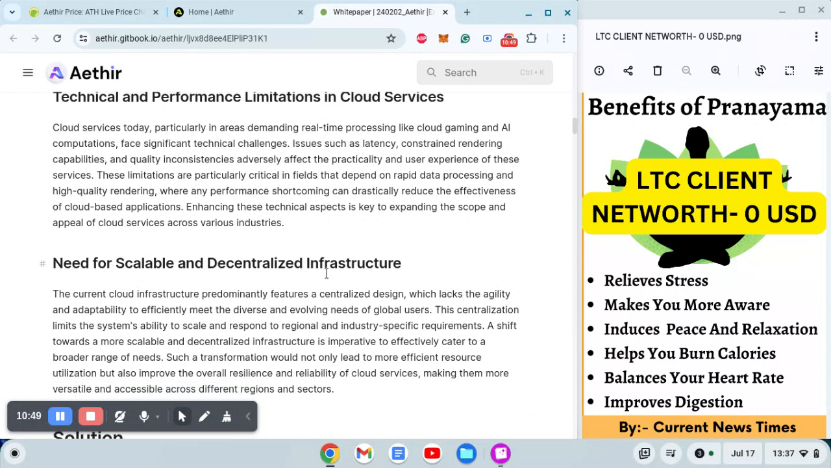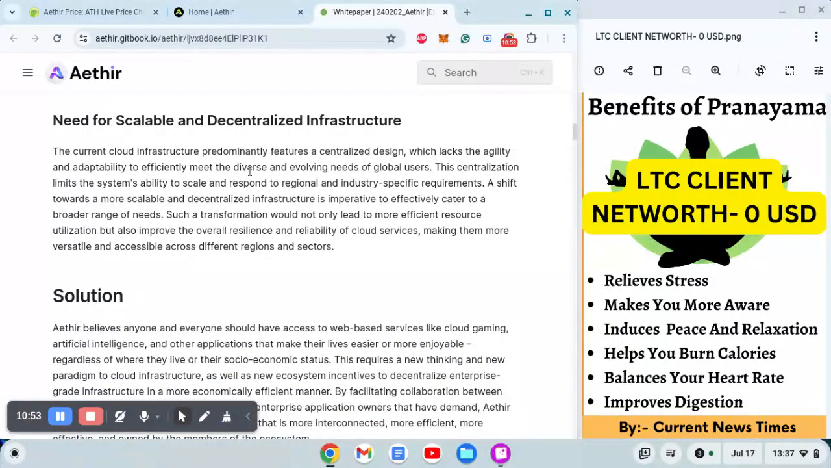Need for scalable and decentralized infrastructure. The current cloud infrastructure predominantly features a centralized design which lacks the agility and adaptability to efficiently meet the diverse and evolving needs of global users. This centralization limits the system's ability to scale and respond to regional and industry specific requirements. A shift towards a more scalable and decentralized infrastructure is imperative to effectively cater to a broader range of needs. Such a transformation would not only lead to more efficient resource utilization but also improve the overall resilience and reliability of cloud services, making them more versatile and accessible across different regions and sectors.